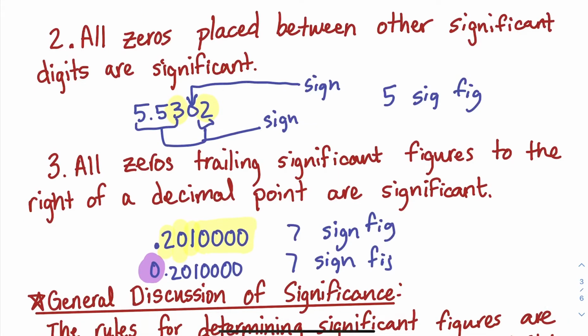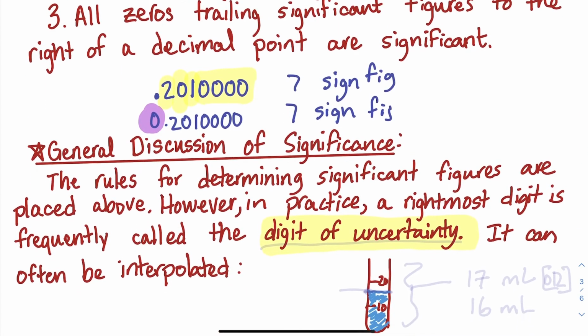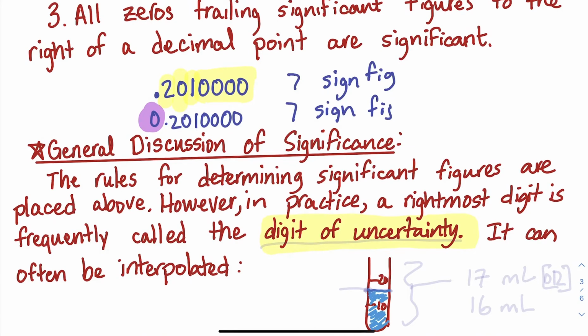Alright, and so just as a general discussion before we move on to the idea of scientific notation, we just went over the rules for determining significant figures. However, in practice, a rightmost digit is frequently called the digit of uncertainty. And in chemistry, you'll come across that a lot, and in physics as well. And what that means is that we often have to interpolate that, and therefore we are uncertain if it's actually what it is, but it's close, and therefore it is the last digit that we show.